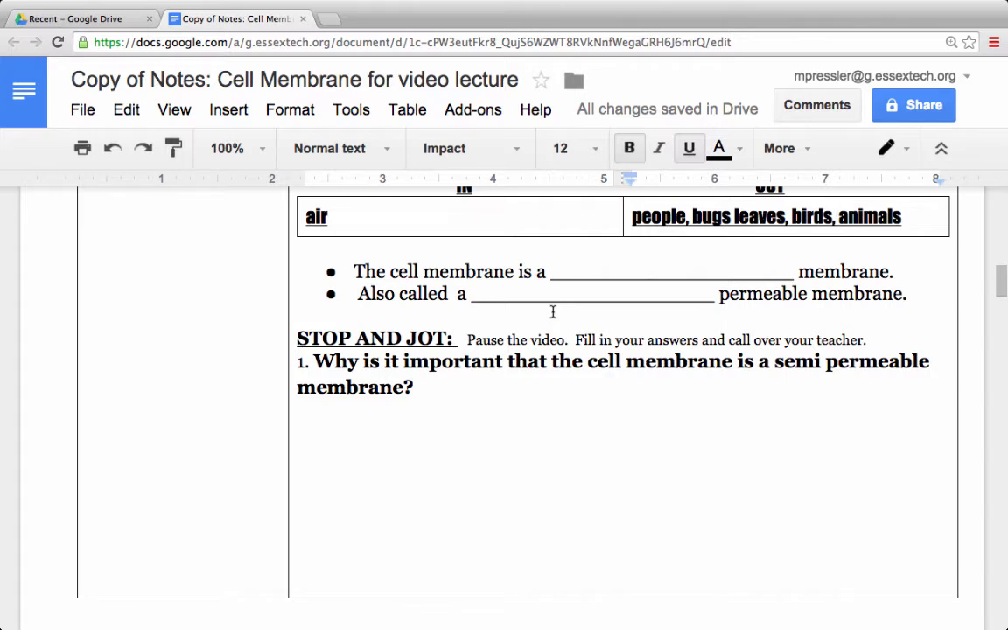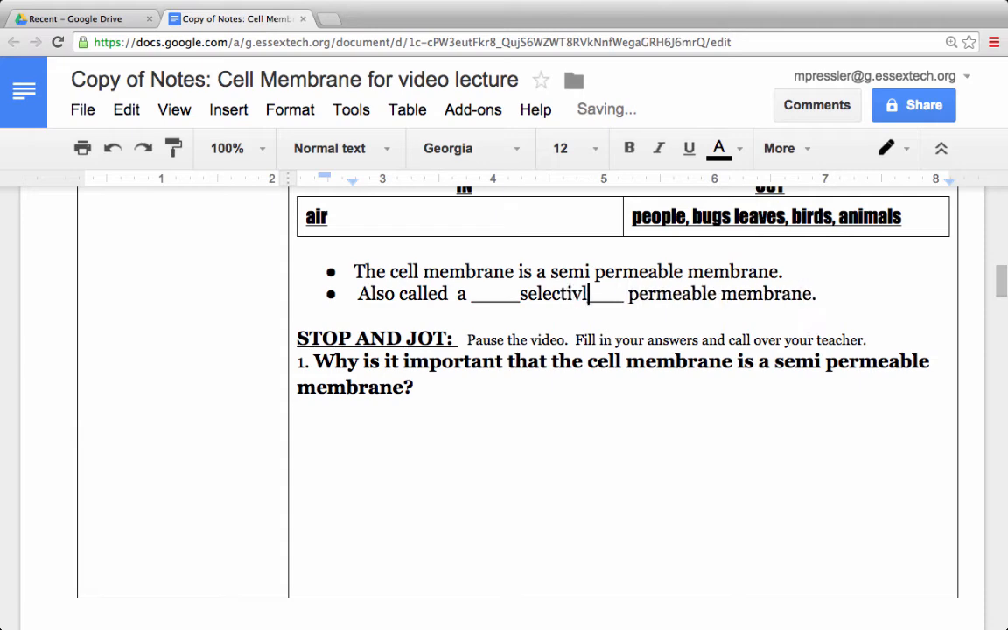Permeable means anything can go in. But the cell has a semi-permeable membrane, which means only certain things can pass through. The cell membrane is a semi-permeable membrane. We don't want dangerous things like waste to enter the cell, and we also don't want important things like food to leave. So that's why the cell membrane is a semi-permeable membrane. We can also call this selectively permeable. Selectively permeable. Okay.